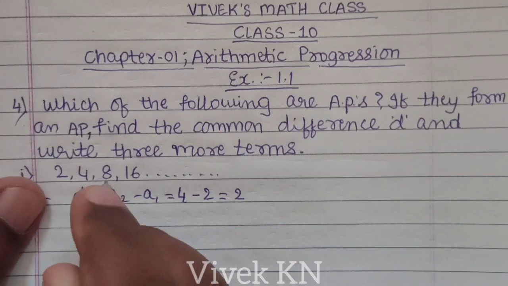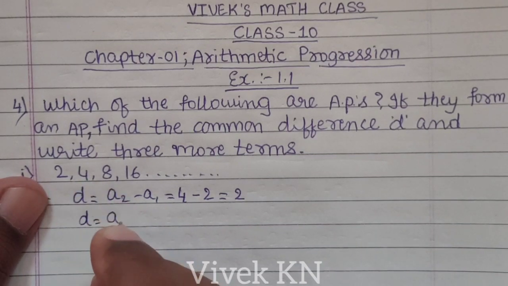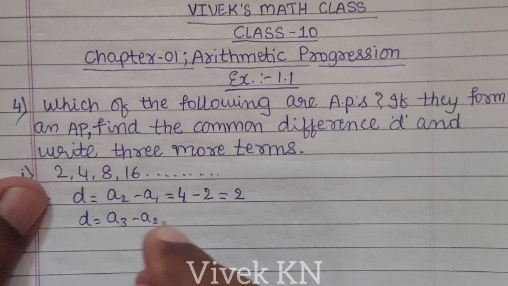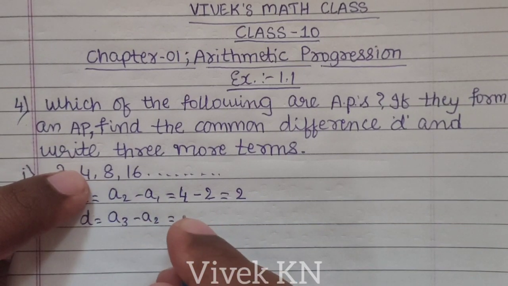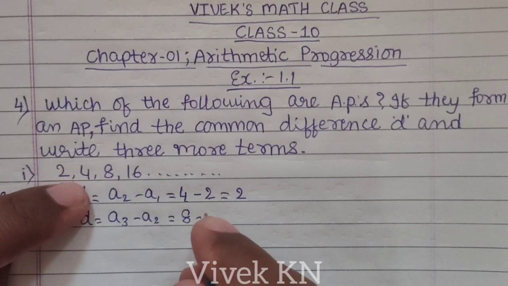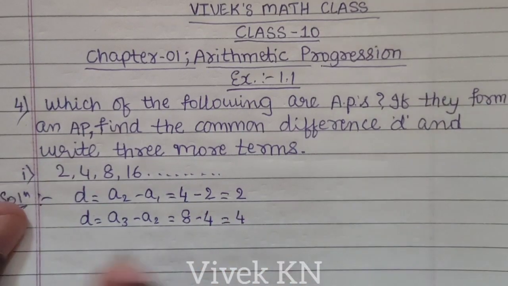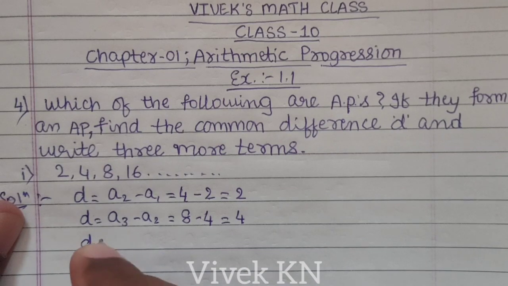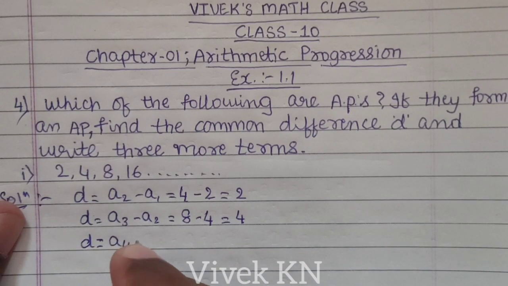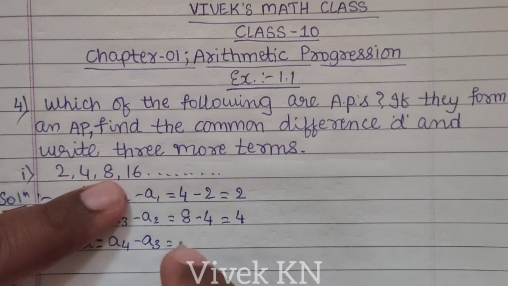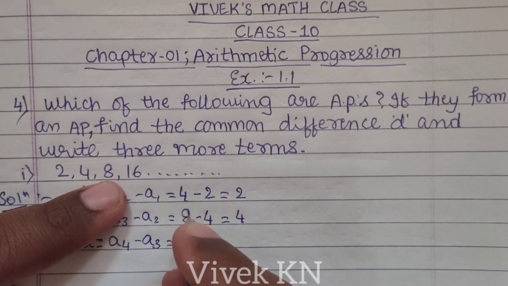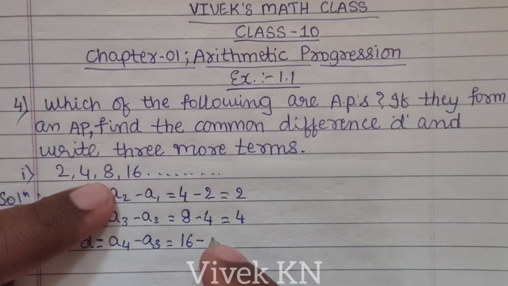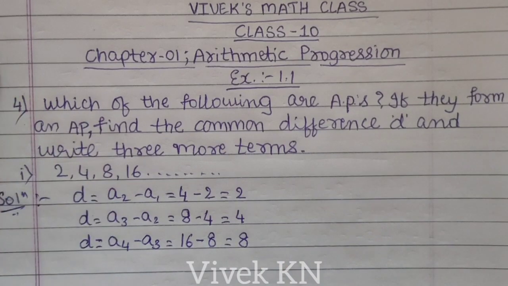Again A3 minus A2. A3 is 8 minus A2 is 4. 8 minus 4 we get 4. Again d is equal to A4 minus A3. Here A4 is 16 minus A3 is 8. 16 minus 8 we get 8 as the answer.